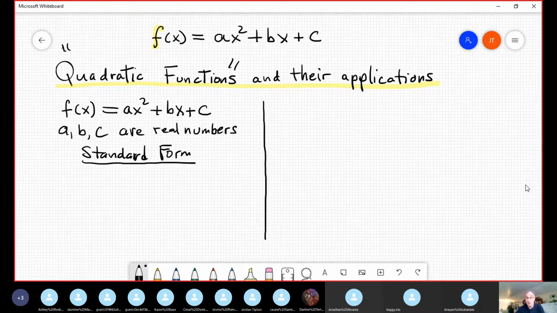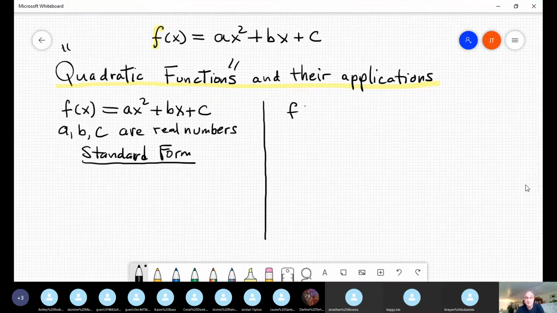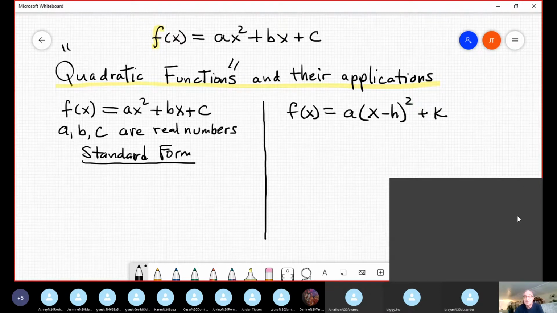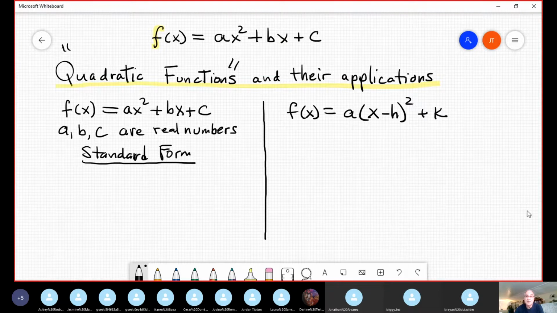But we have another form, like that: a(x minus h) squared plus k. The name of this is vertex form. Vertex form. Why vertex form?